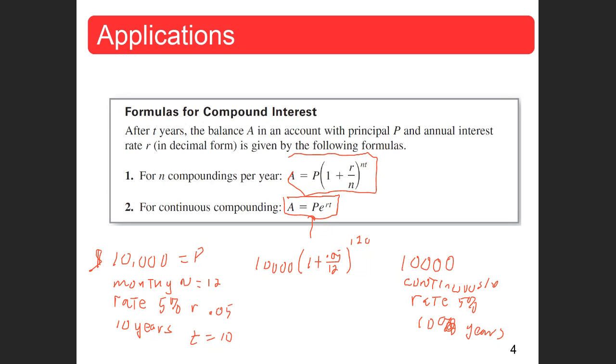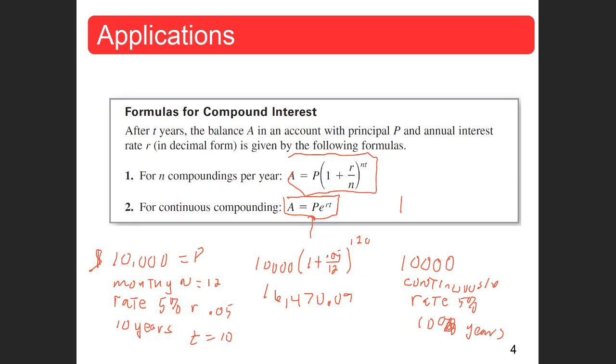Divided by 12. Okay, and then I'm going to raise that to the 120th power. I get like 1.647, and then I'm going to multiply this by 10,000. Hopefully my calculator works this out. Okay, 16,470.09.